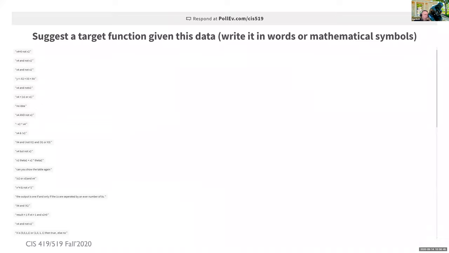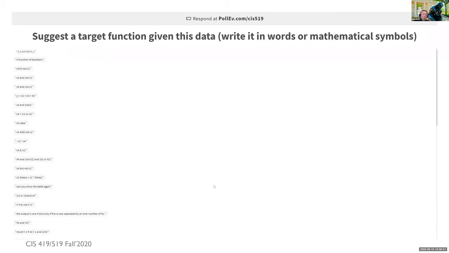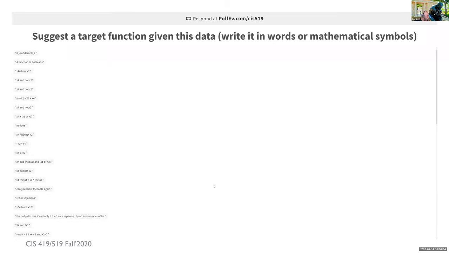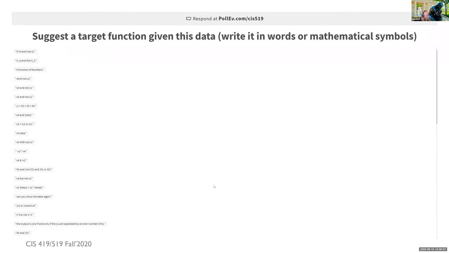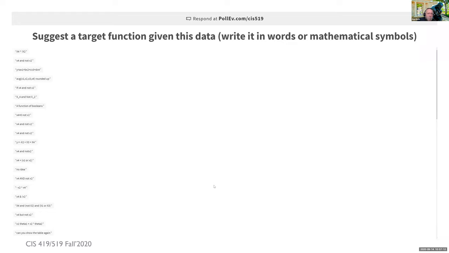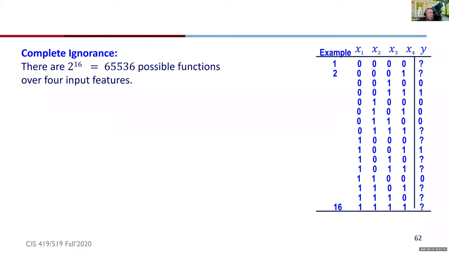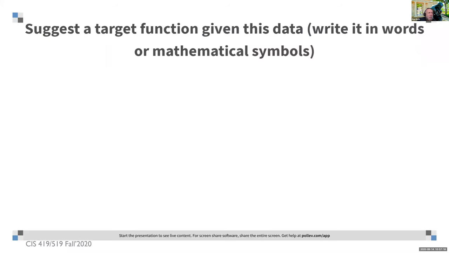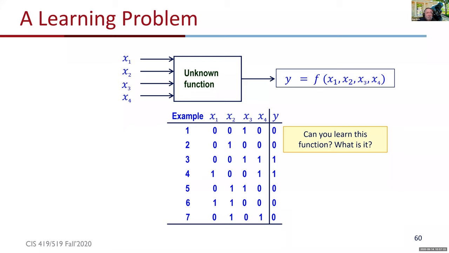Let's just write this down for yourself, because one function is x4 and not x2. Another one is x4 and (x1 or x3) in parentheses. Are these the same function? It's actually not the same function, in the sense that there are some examples on which one of these functions is going to say yes, and another is going to say no.